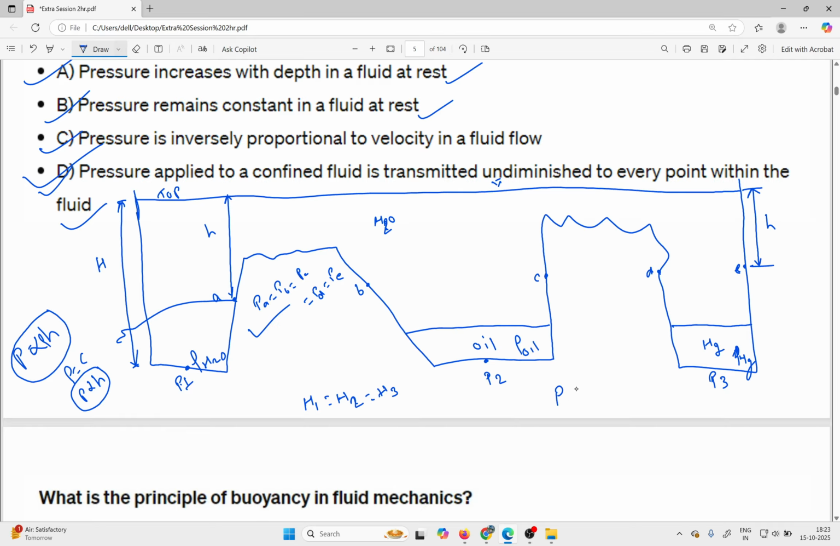Means for this, your pressure is directly proportional to what? Both things, rho and h, and h is constant here. So here you can say P1 does not equal P2 does not equal P3. So this will be your understanding, the correct explanation for point 1, point 2, point 3 for the question. So this was from your hydrostatic topic.